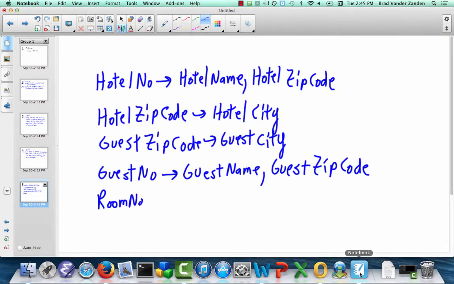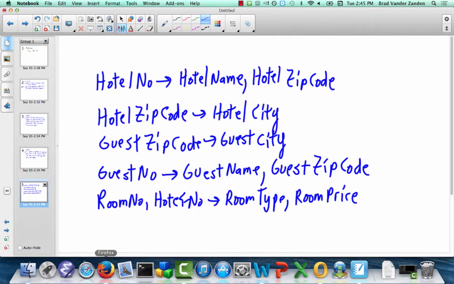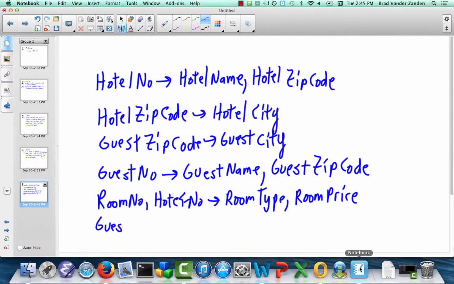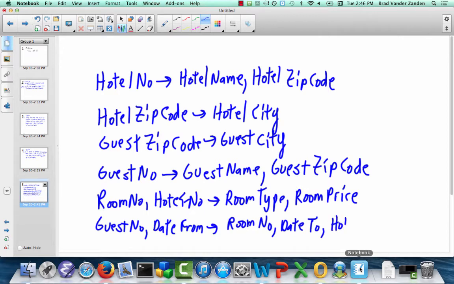So there we have room number and hotel number determine room type and room price. And the last one says a guest number and date from uniquely determine a hotel number, a date to, and a room number. Okay, so we have guest number and date from uniquely determine a room number, date to, and a hotel number.